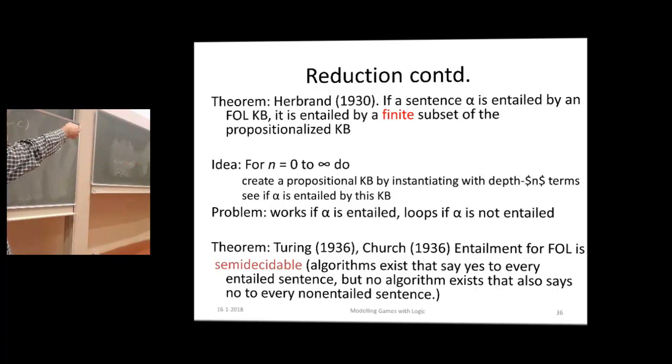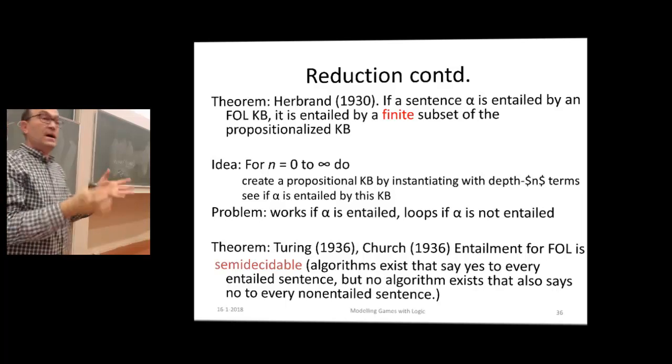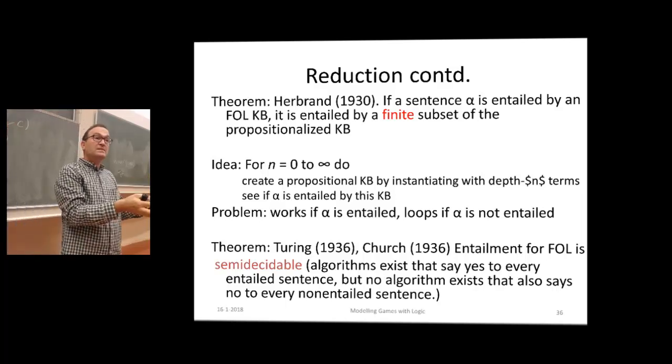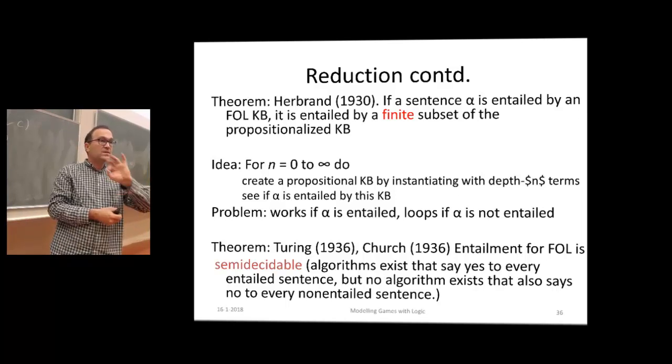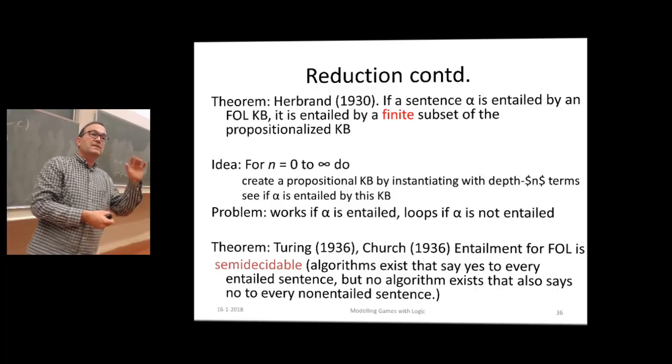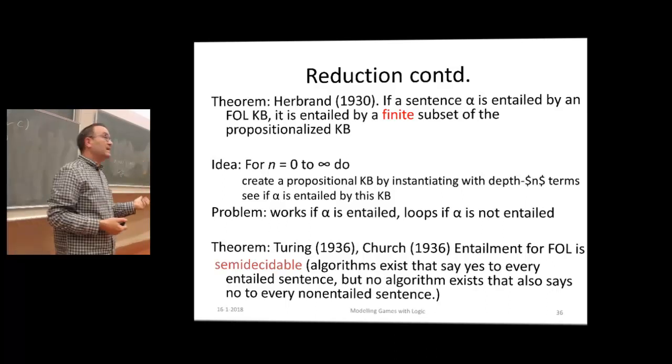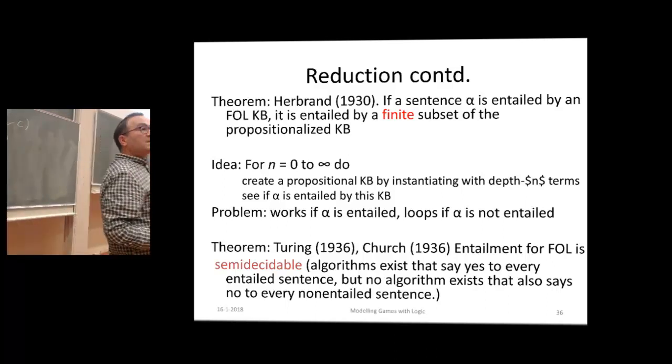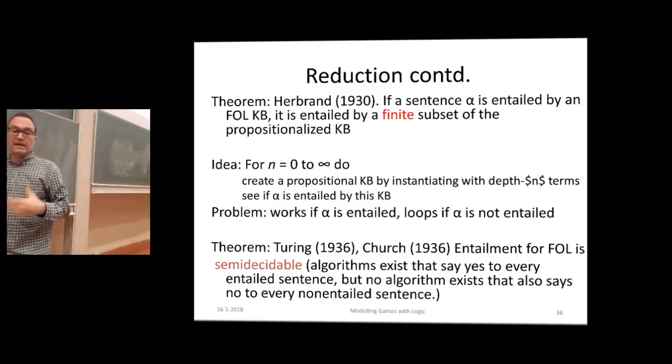I can propositionalize a first-order logic formula in a finite propositional knowledge base, and then I can use the decidability of propositional logic to decide my first-order formula. But this only works if the formula is entailed. If it's not entailed, it doesn't mean the opposite, so I cannot use this as a proof for entailment and non-entailment in first-order logic.